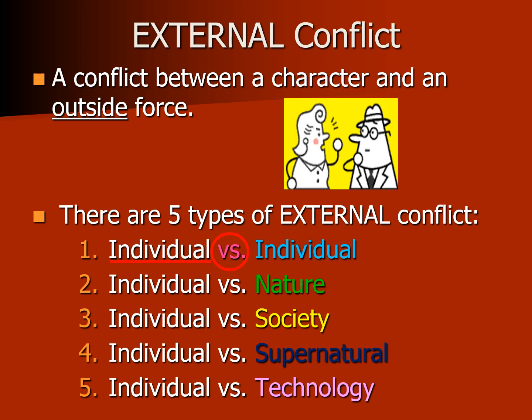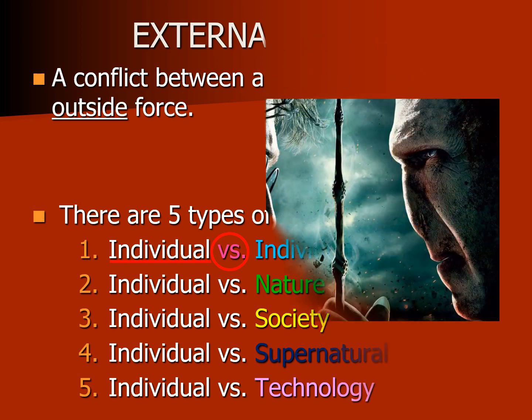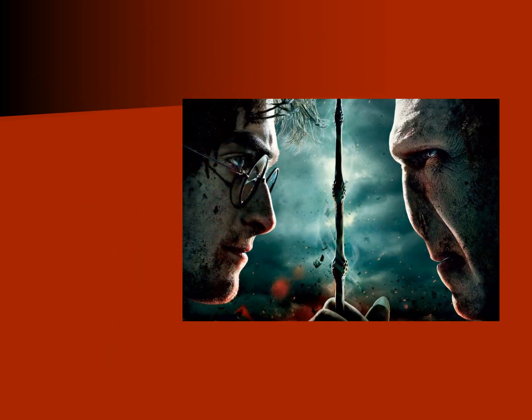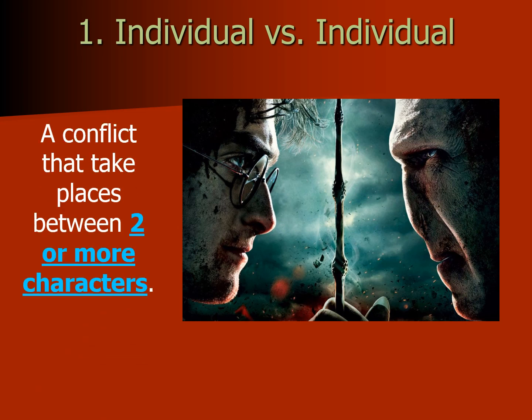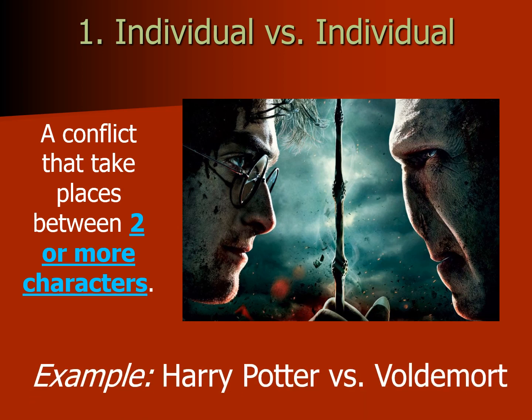Now that we've given them all a name, let's take a look at some examples of external conflict in works of fiction and in the world around us. So our first type of external conflict is called an individual versus individual conflict. This is a conflict that takes place between 2 or more characters. An example might be Harry Potter versus He Who Will Not Be Named in the Harry Potter series.